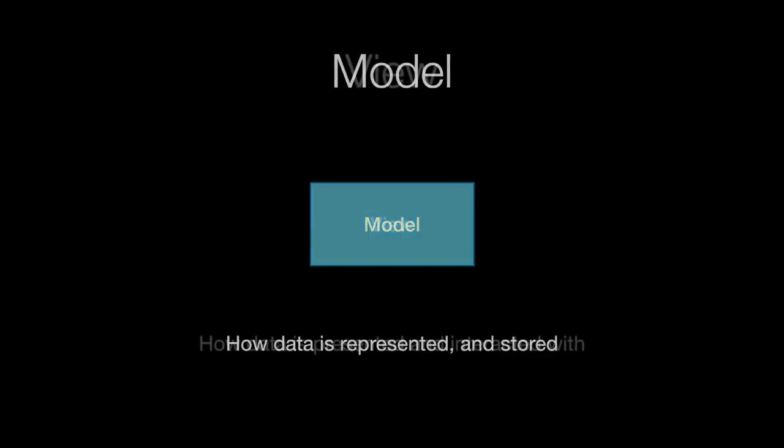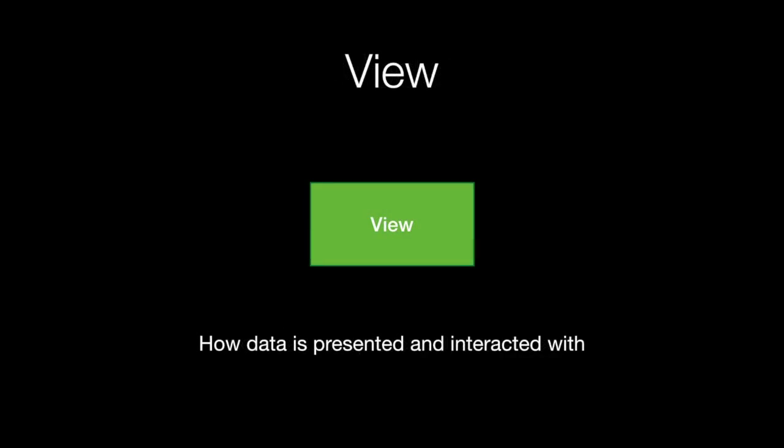And what about view? It's quite apparent. View is how you present that data, or that information, to your user. And view is also the window through which your user interacts with your data. So this is how things are presented, how people visualize it, and how people interact with it.